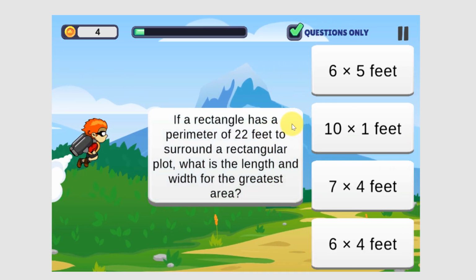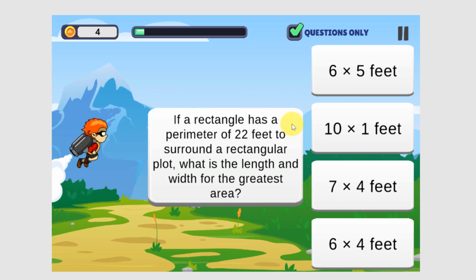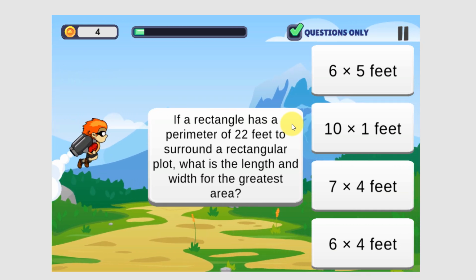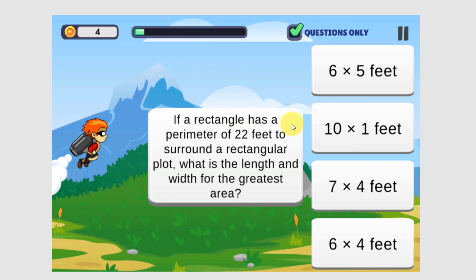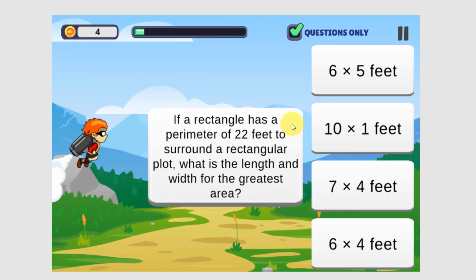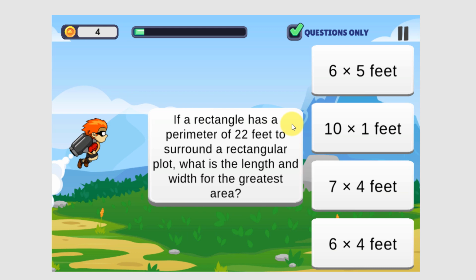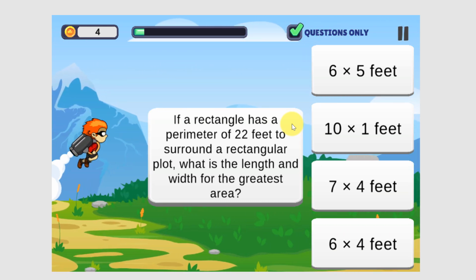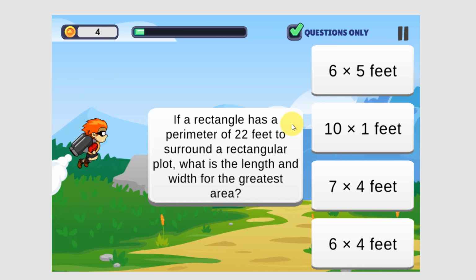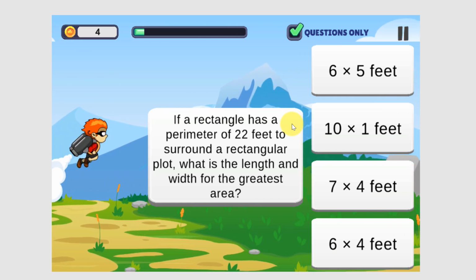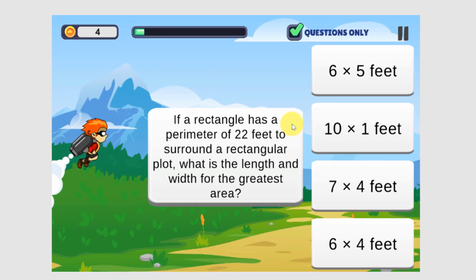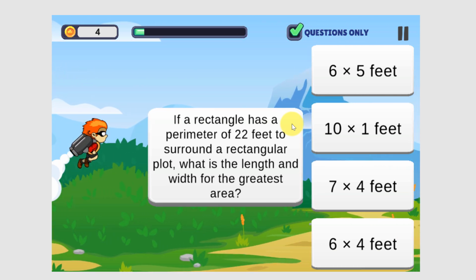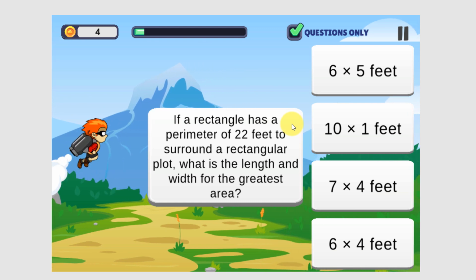If a rectangle has a perimeter of 22 feet to surround a rectangular plot, what is the length and width for the greatest area? So first let's find something that would result in a perimeter of 22. Looking at 6 by 5, 6 plus 5 is 11, times 2 is 22, so that's a possible answer, 6 by 5. 10 by 1 would be 11 times 2 is 22, that's another possible answer. So it could be one of the first two.